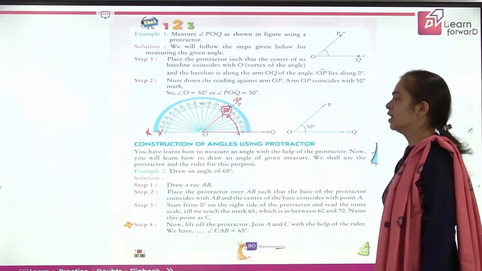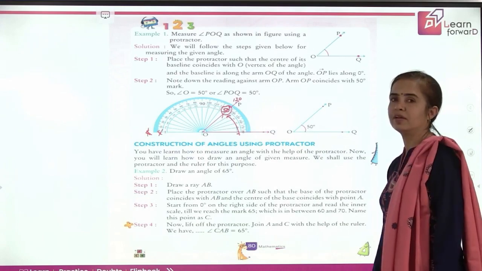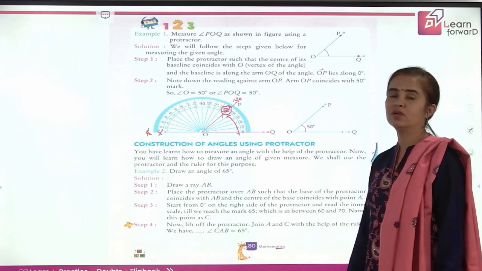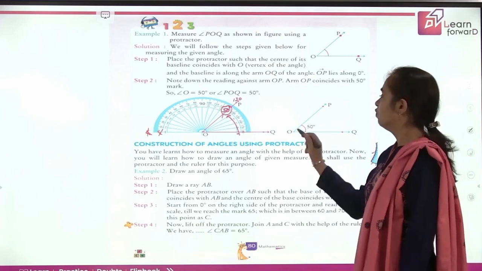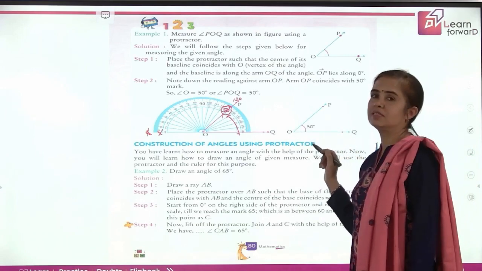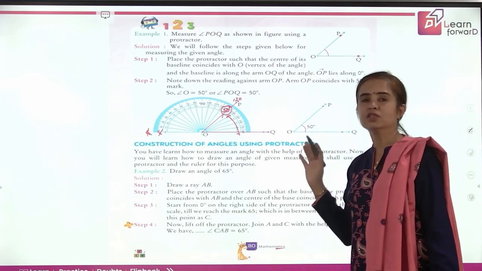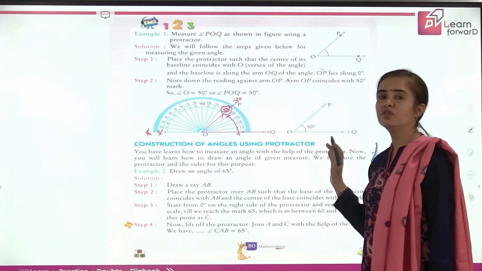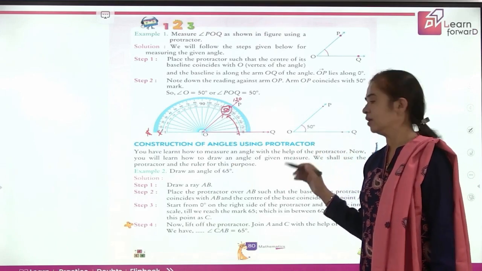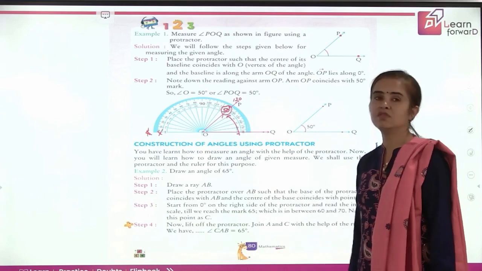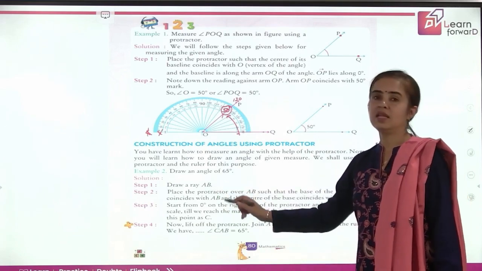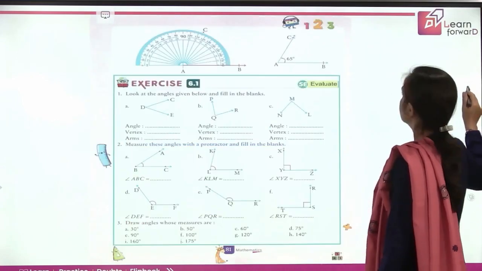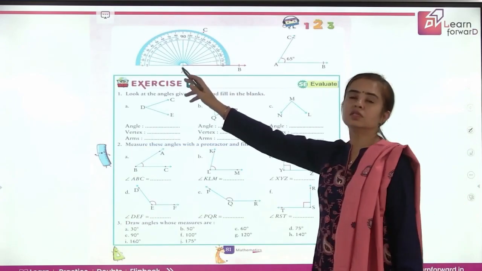Now, next is construction of angles using protractor. How do you construct? Suppose the same angle of 50 degrees you have to construct. So, what you will be doing? First, you will be drawing a baseline, any length. So, that will be a ray here, not a line. Just draw a ray, one of the arms of your angle. So, if you have to draw an angle of 65 degrees, we take a ray AB. A will be the fixed point here. So, this is your fixed point.